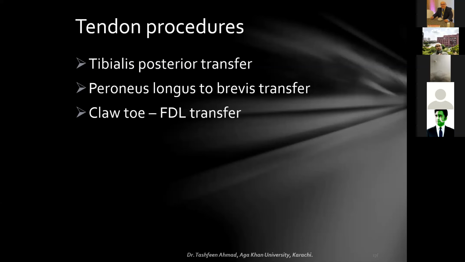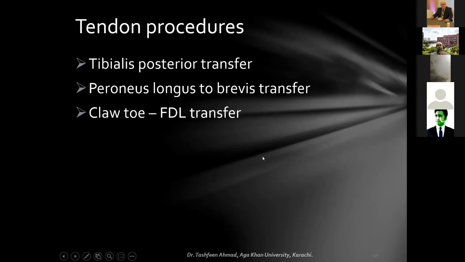So when it is transferred anteriorly to the midfoot, like the intermediate cuneiform, and sometimes it can even be transferred to the cuboid. If there is a gross weakness of the peronei, then it can even be transferred to the cuboid. Otherwise, mostly it is transferred to the middle cuneiform. That gives not only the correction of the inversion, the dynamic inversion, but also gives a dorsiflexion force.